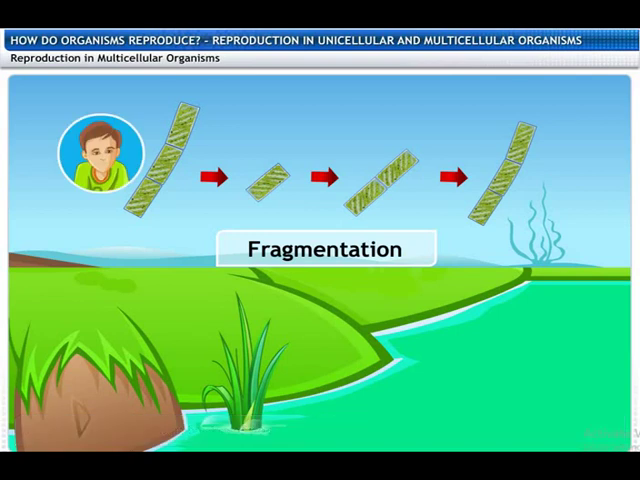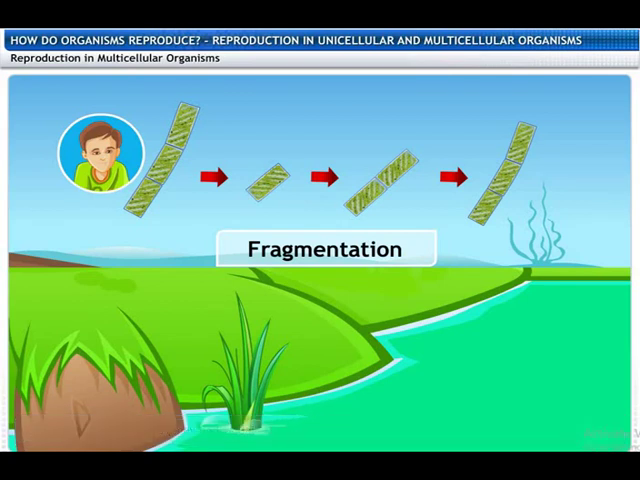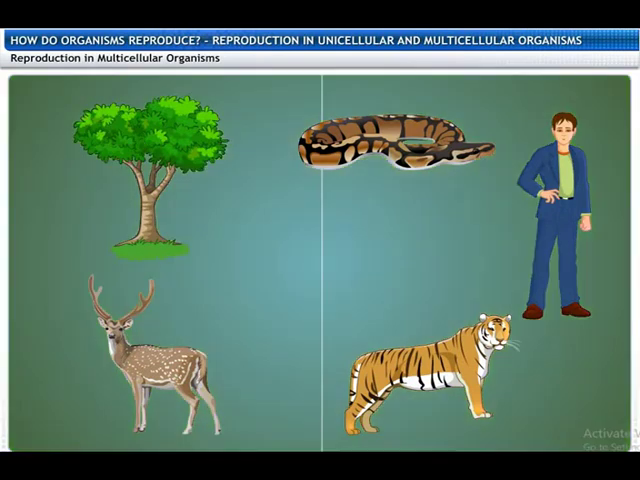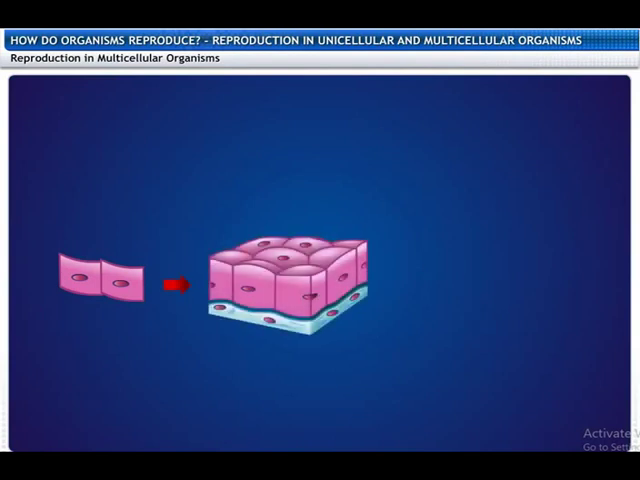So each piece or fragment grows into a new individual. That's right. What about other multicellular organisms? Why can't they reproduce by fragmentation? Because they are not just a random collection of cells. They consist of specialized cells organized as tissues.